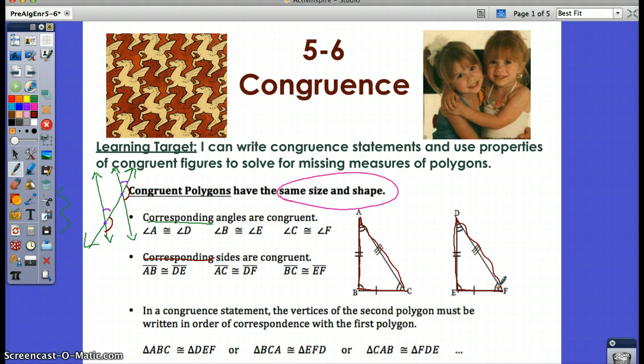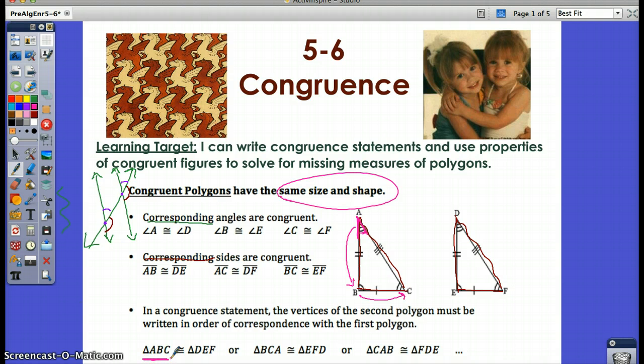In a congruent statement, the vertices of the second polygon must be written in the order of correspondence with the first one. So since angle A looks like the smallest angle, if you start by naming that first polygon ABC, and when you name a polygon, you just go around. It doesn't matter what point you start at, it doesn't matter which direction you go, but you do go around in a circle. So that first statement went A to B and then B to C. You must go around in a circle, you can't skip across.